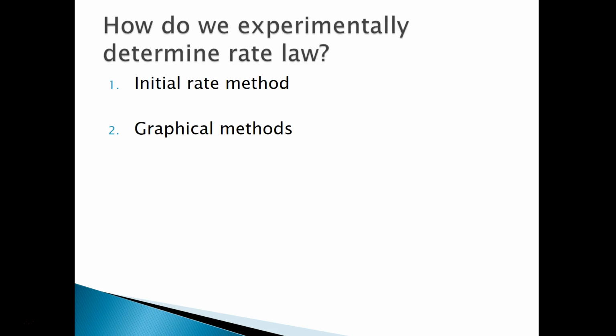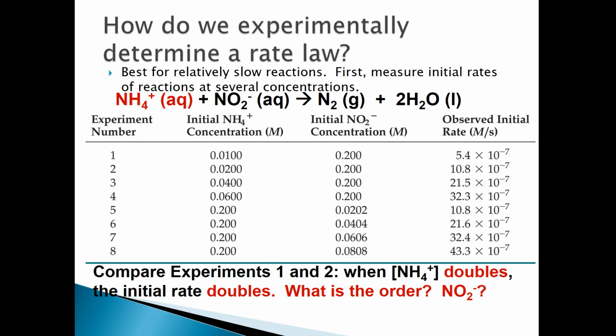So we can experimentally determine the rate law in 2 ways, using the initial rate method or a variety of graphical methods. So let's look at the initial rate method first. The initial rate method is best for relatively slow reactions. Now to do this, we want to measure the initial rates of reactants at various concentrations. And we want to see how changing the concentration of one reactant will affect the rate.